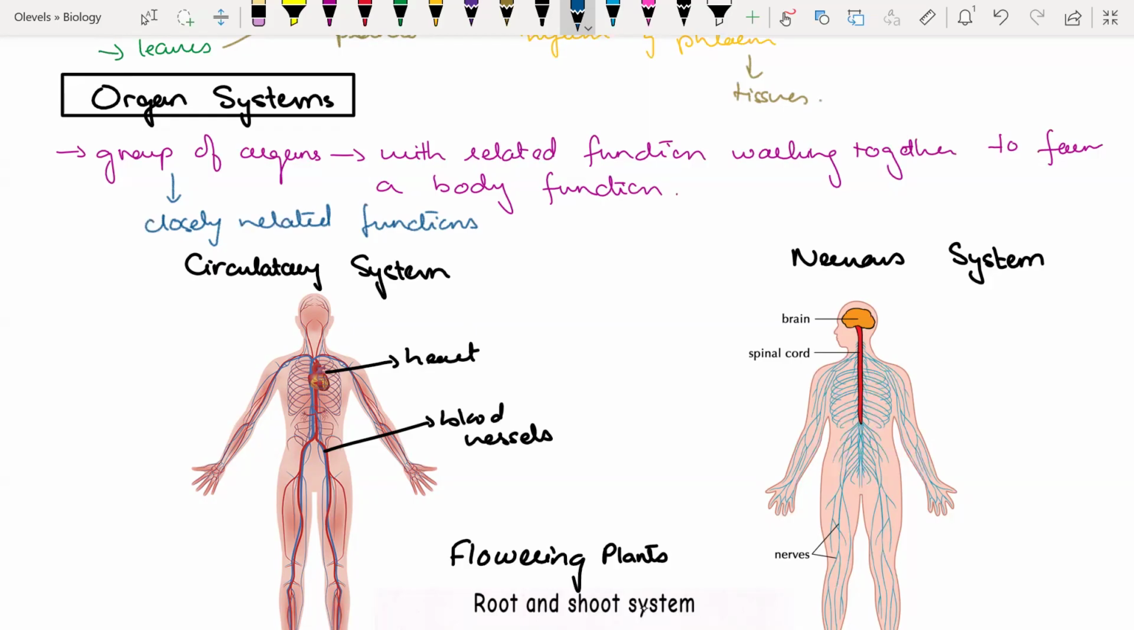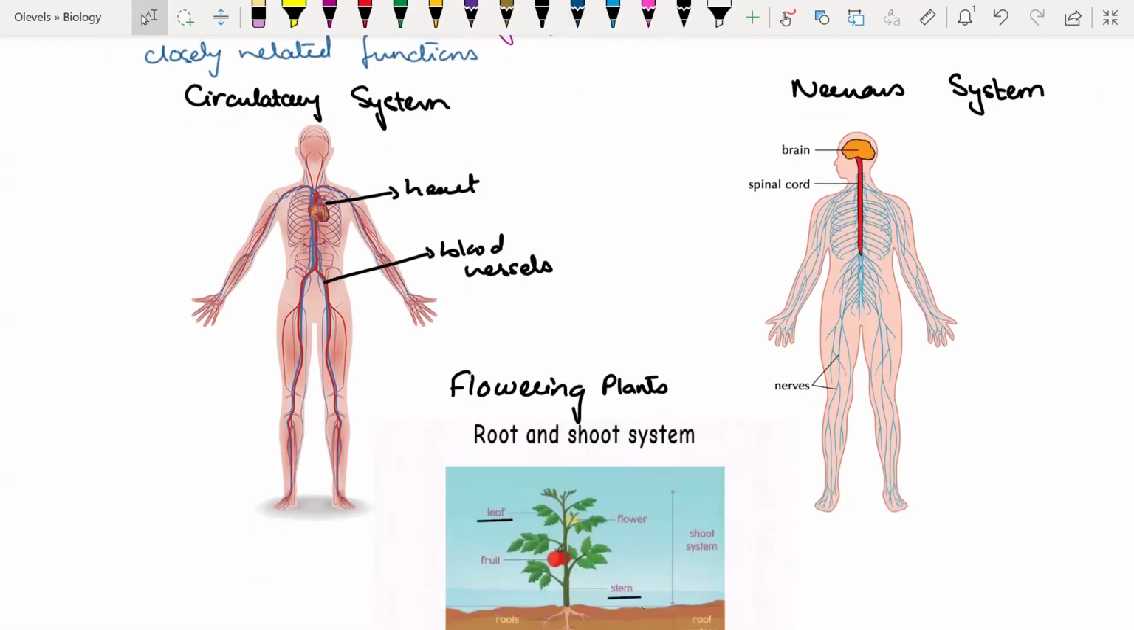For example, if you see over here, this is an example of a circulatory system in the human body. You can see that this circulatory system is composed of the heart and blood vessels. Now these blood vessels and the heart are performing the same function. Could you tell me what the job of the circulatory system is? Ma'am, to take the deoxygenated blood to the heart and pump the oxygenated blood and transport it to the organs.